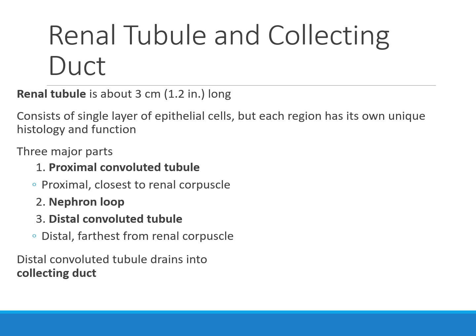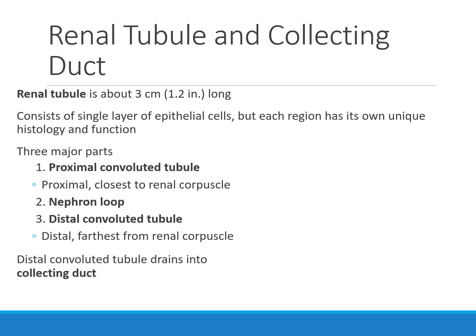So there's 3 major parts to this tube. The part that's closest to the renal corpuscle is called the proximal convoluted tubule, and then it's going to make this hairpin loop called the nephron loop, and then you're going to have the distal convoluted tubule, which is the farthest away from the actual renal corpuscle in distance, but in actuality it's flipped over in front of it, and I'll show you that in just a second.